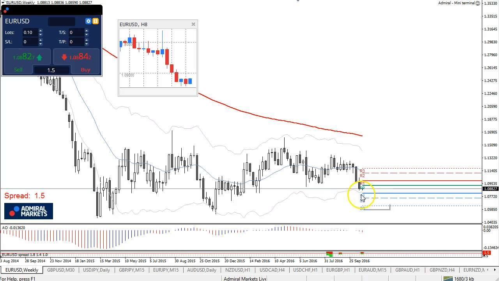Now, if you look at the Keltner band, basically, price is very close to it. So that's a very important bounce or break spot. If price with a weekly candle breaks below this Keltner, with a strong candle, I think there is a good chance of a breakout and a downtrend continuation.